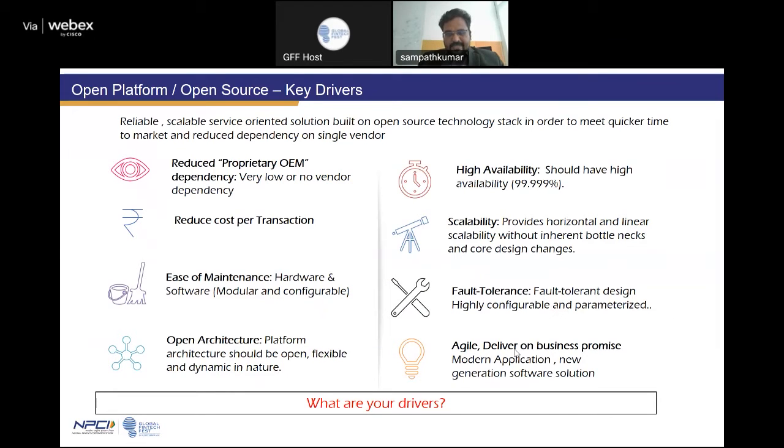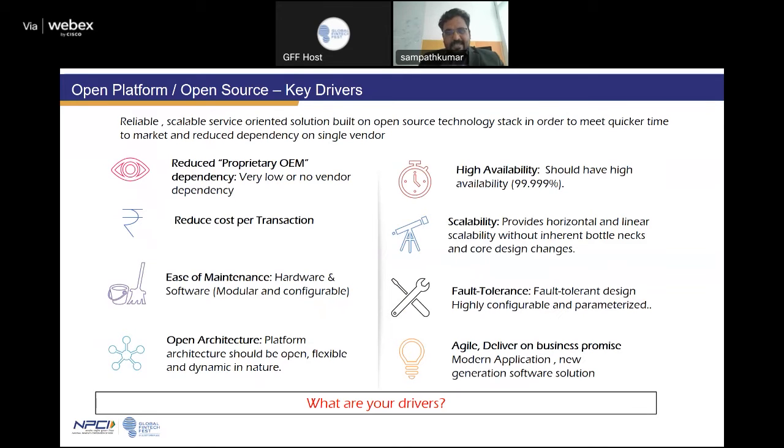And another bigger reason is the delivery commitment to the business. So nowadays, whatever the business wants, they want the delivery to be done the next day. In many cases, they expect it as of yesterday, right? So if you have to meet those kinds of expectations, you need to have a hold on the application, which is highly configurable, highly modular, and doesn't have a lot of dependency on the vendor.